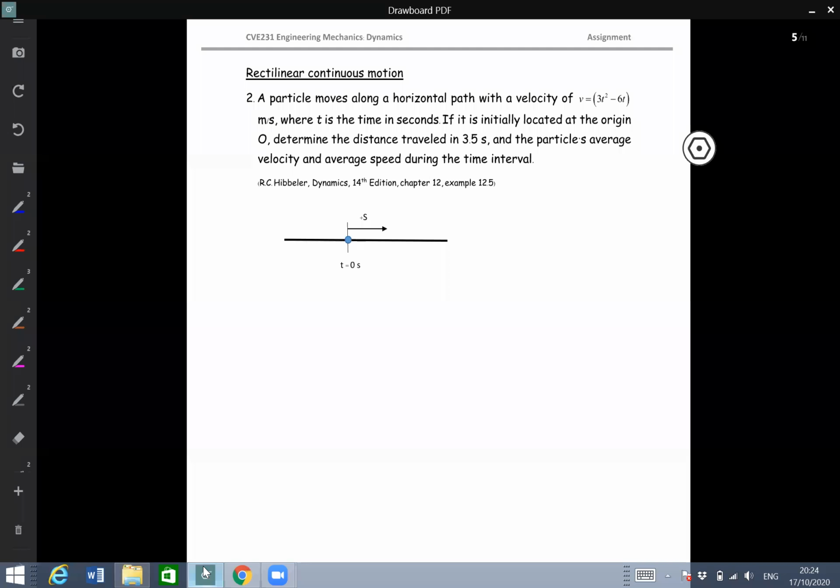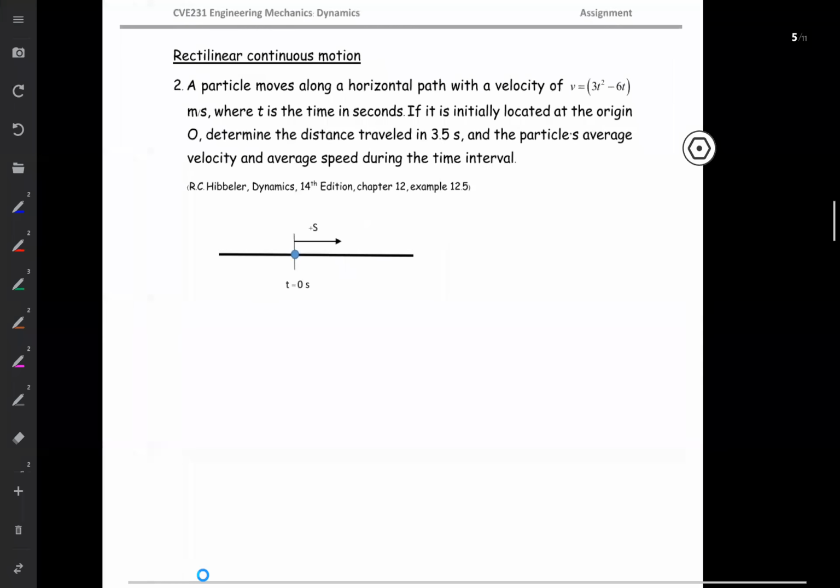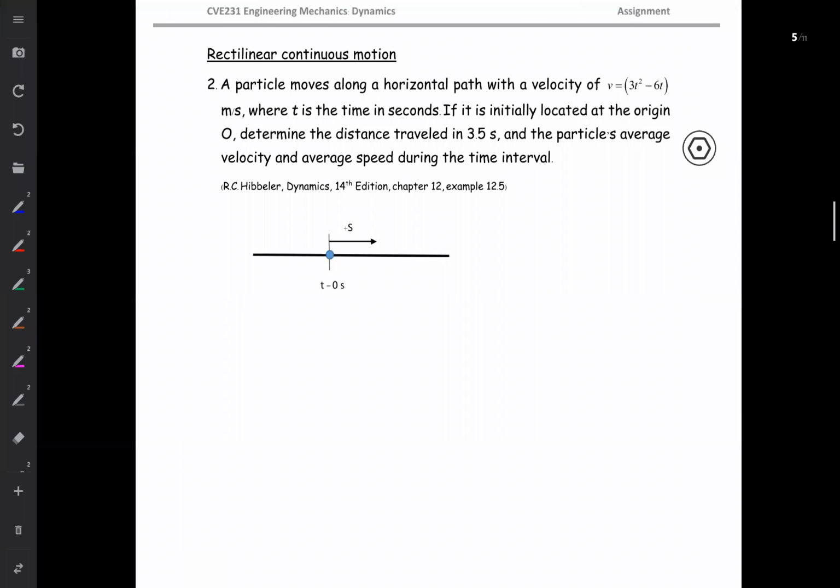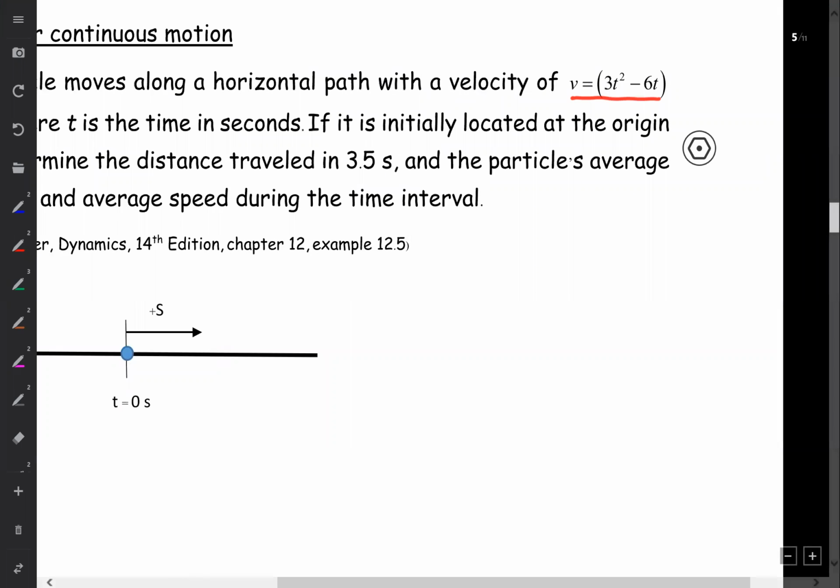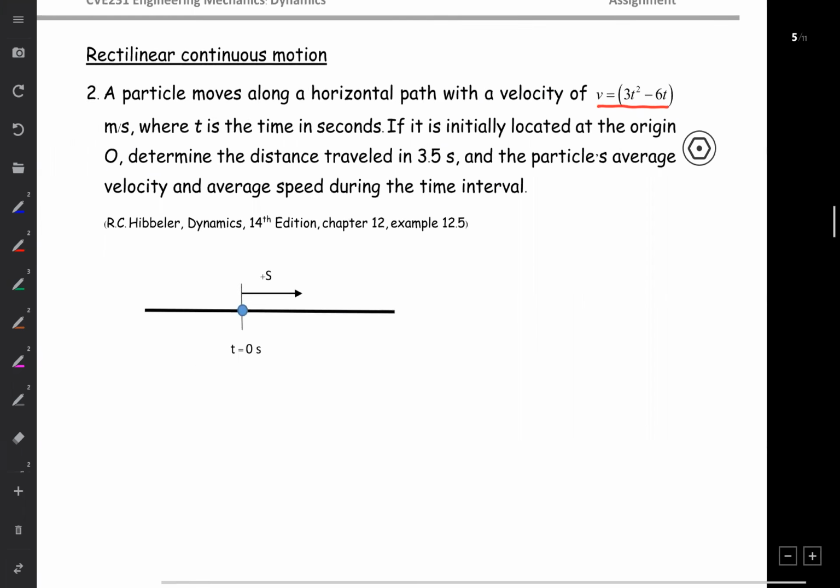Okay, let's consider this problem. This problem is a kinematics problem of a particle. The particle moves along a horizontal path with a velocity defined by this function. The velocity function is v equal to 3t squared minus 6t meters per second.